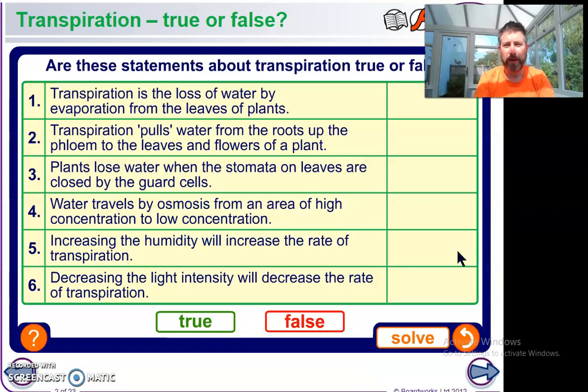You will find on Insight a worksheet to accompany this, and one of the starting points on that really is to look at what we did last lesson, which is on transpiration. What I'd like you to do is just to pause the video a minute and have a look at the 6 true or false statements and fill them in on your sheet. It's about halfway down the sheet there, and I'll reveal the answers in a second. So just pause it now.